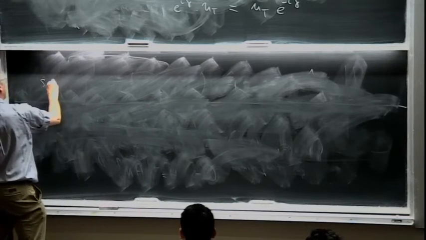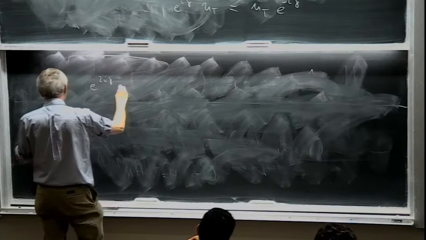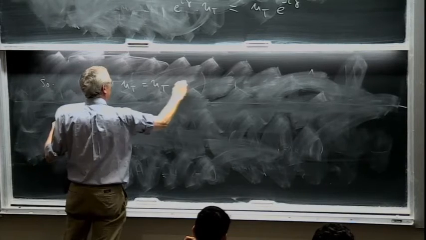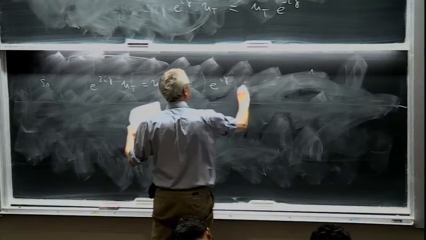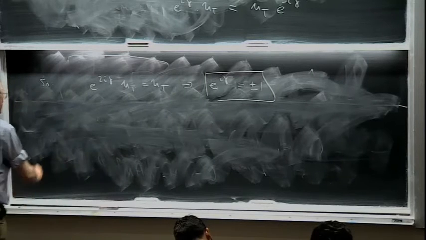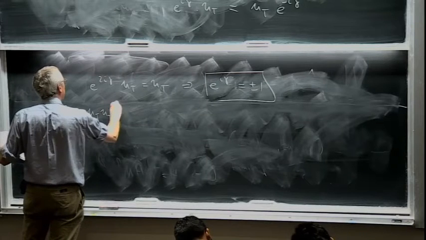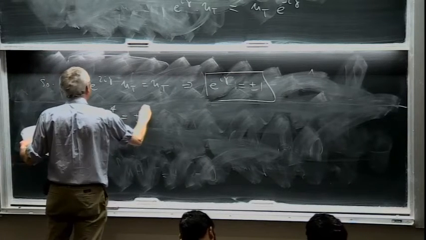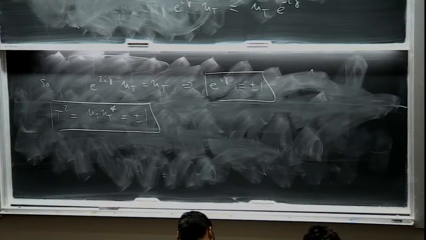So we get e to the 2i gamma UT is UT, and so e to the i gamma is plus or minus 1. And so that means that T squared is UT, UT star, which must be plus or minus 1 in the first quantized description, right? So it's probably familiar quantum mechanics.